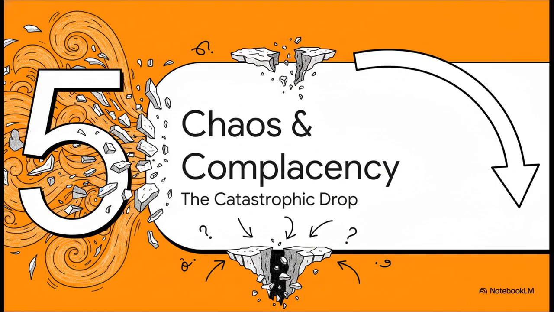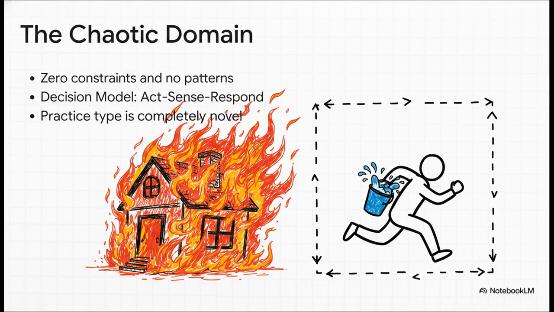Section 5. Chaos and the complacency cliff. But what happens when there are 0 constraints and absolutely no patterns? That brings us to the chaotic domain. Now, if you enter chaos deliberately, it's usually a highly controlled environment designed for radical innovation. But if you fall into chaos accidentally, it is an absolute nightmare.